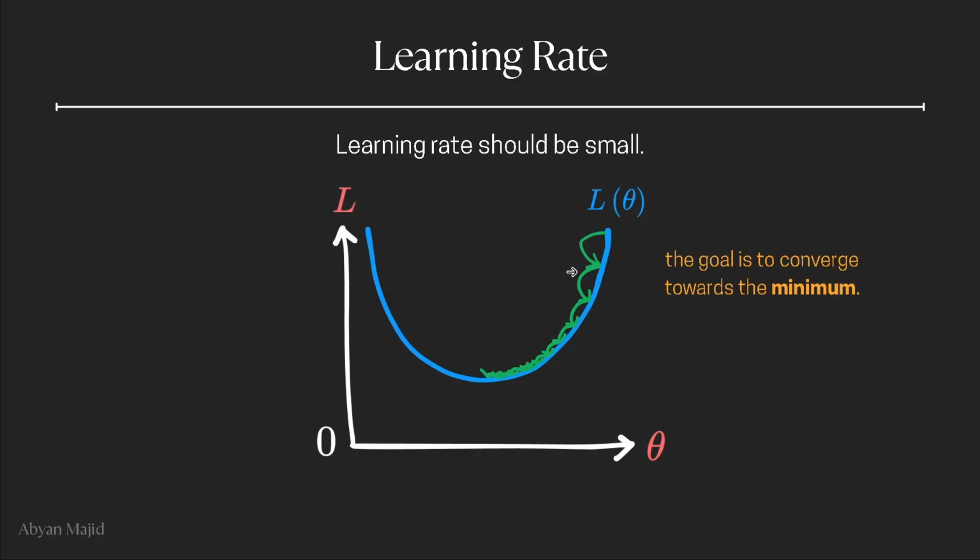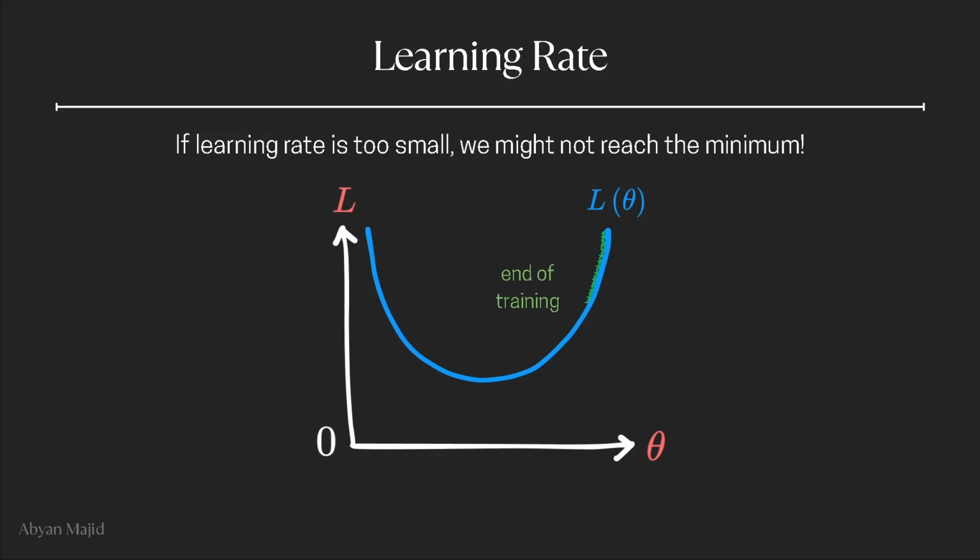So learning rate should generally be a small number, like 0.01, because the goal is to converge towards the minimum point, and you wouldn't want to skip over the minimum point. But what if it's too small? And can it be too small? It turns out, yes, it can, because you might actually reach the end of the training, and by the end of the training, we might not even reach the minimum point if the learning rate is too small, because you keep taking very, very tiny steps.